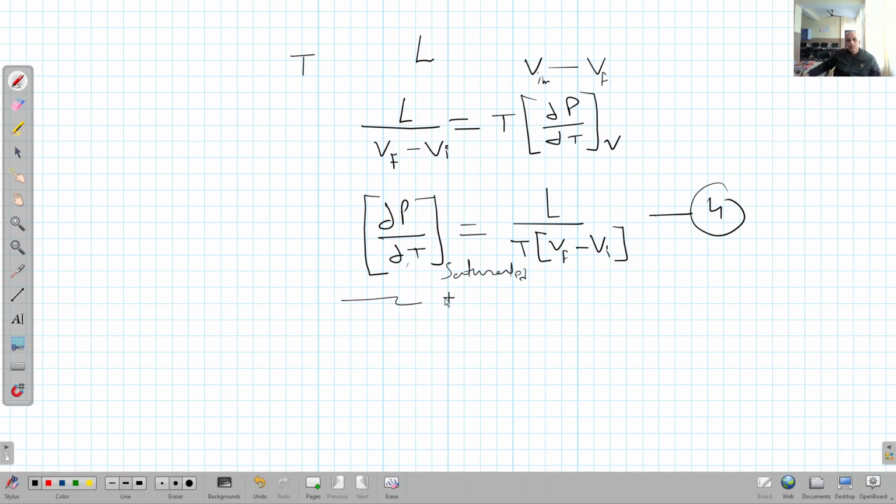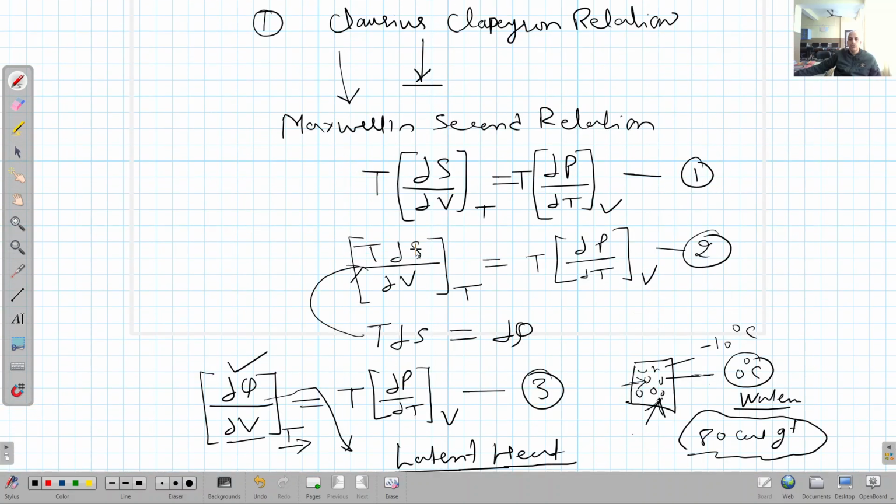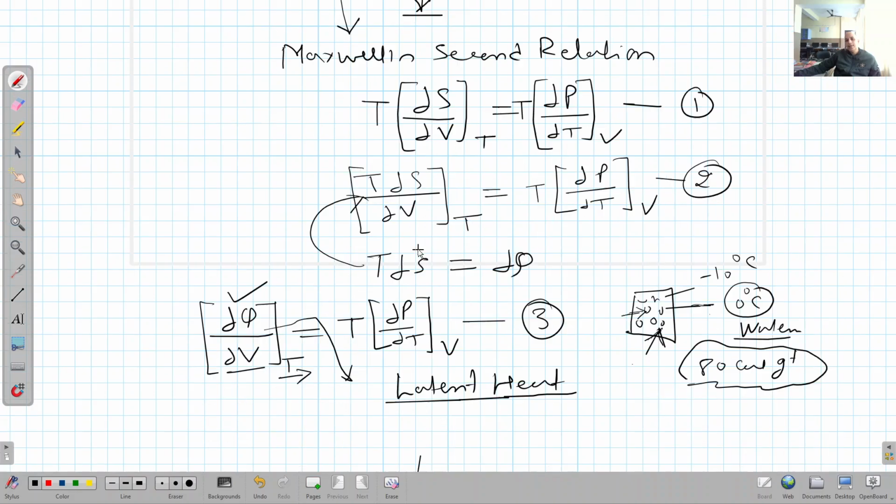Right. So this equation is called the Clausius-Clapeyron relation. Right? This is called the Clausius-Clapeyron relation. We have derived this relation by making use of Maxwell's second equation.